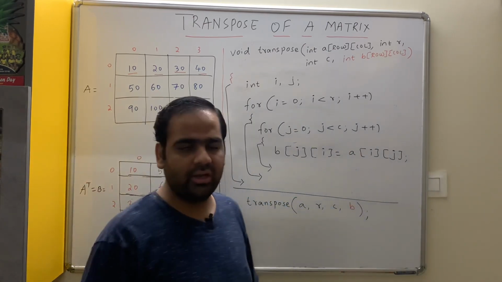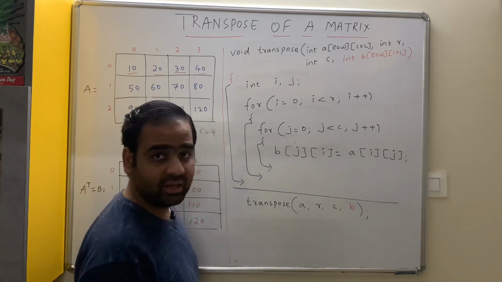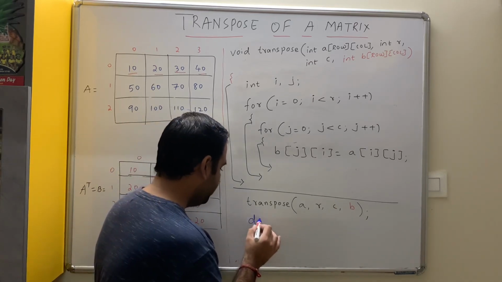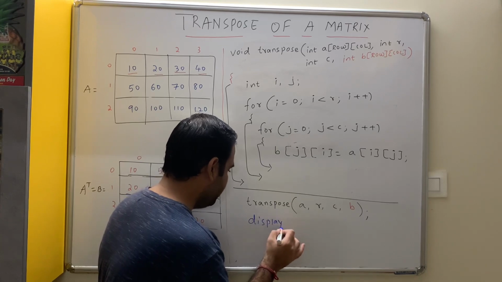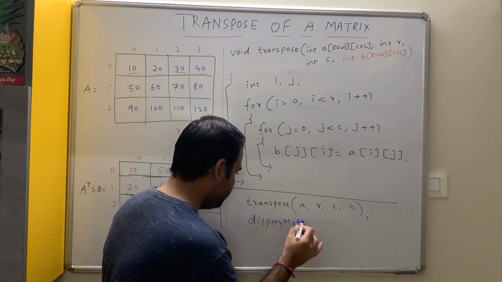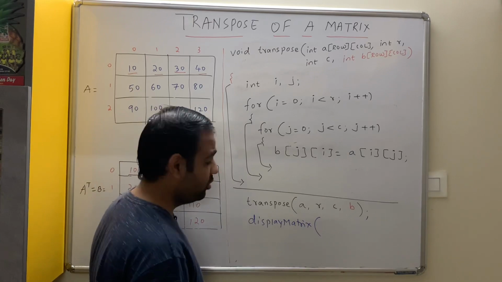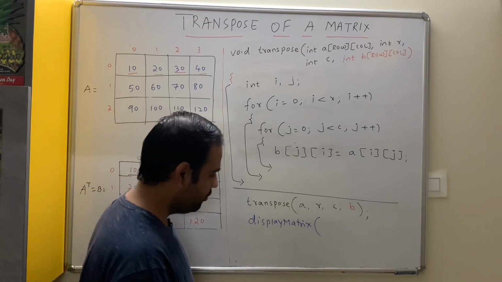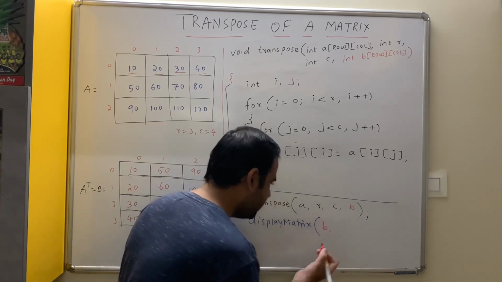I need to display, right? Because I need to verify that it has been done. Therefore, which function do we call? We call the display matrix function. Which matrix do we want to display? We want to display the matrix B.